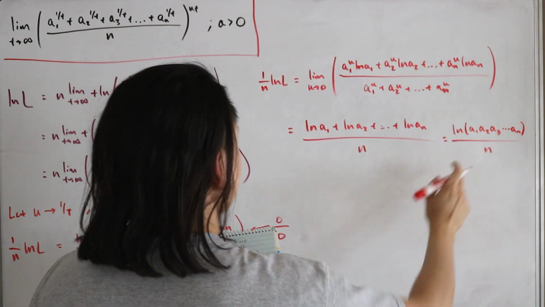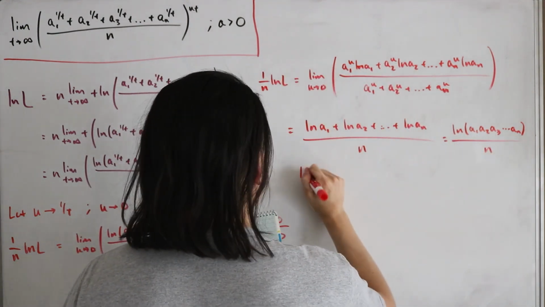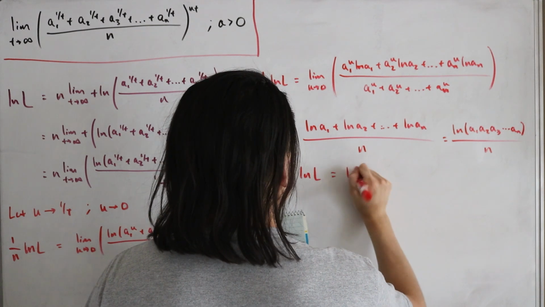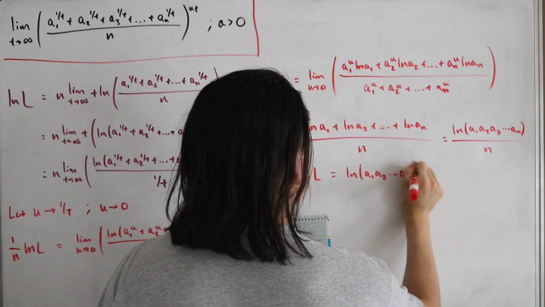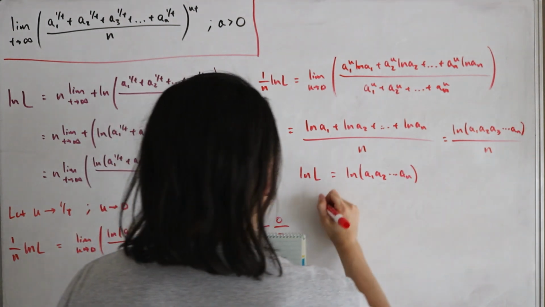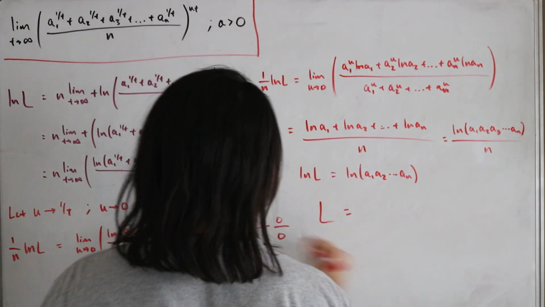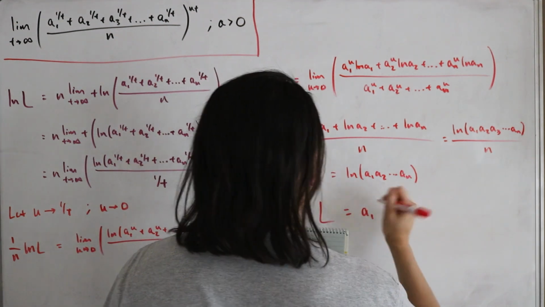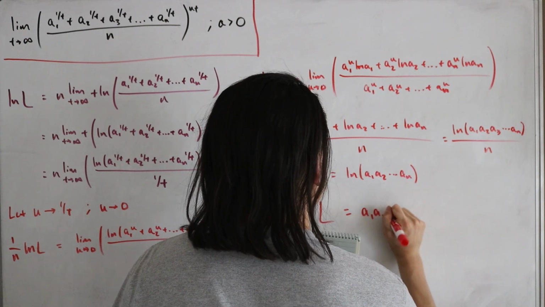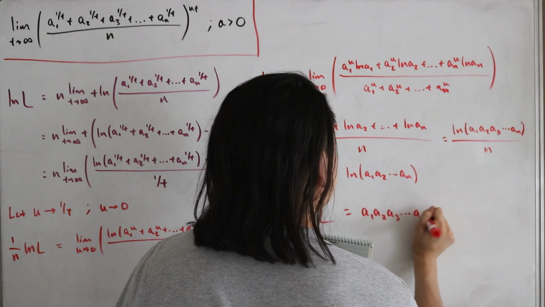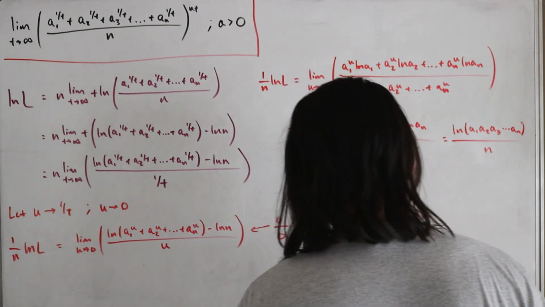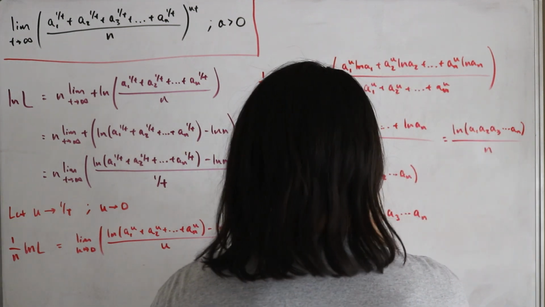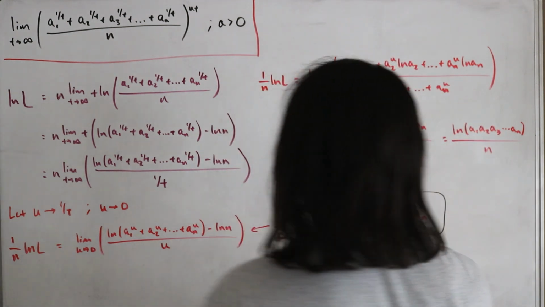Okay, so multiply the n to both sides, that gets rid of itself, so then the natural log of L is just the natural log of a sub 1 times a sub 2 all the way up to a sub n. Then take the e base of both sides, and we get that L, aka the limit that we're calculating, is just the product of those numbers, a sub 1, a sub 2, a sub 3, all the way up to a sub n. So with that, that is our nice little closed form, the final answer to the limit that we're being asked to find.